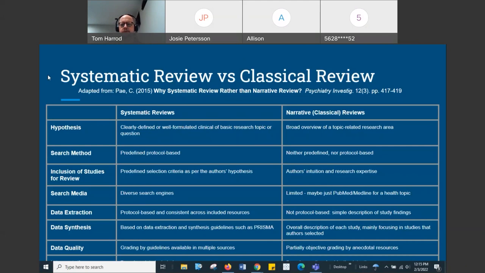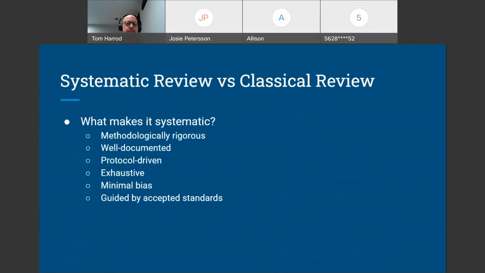So hopefully that helps in defining that a little bit. When we say systematic, what is it that makes it systematic? I've talked a little bit about this in the prior slide, but here are some of the things in my mind that really differentiate a systematic review from a classical review.